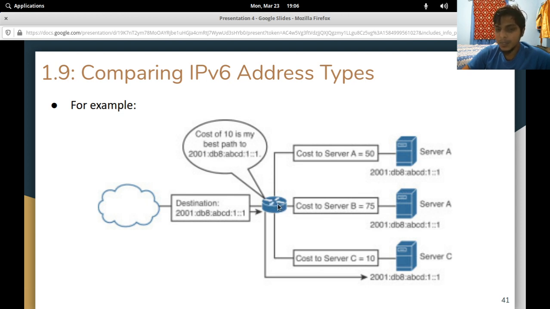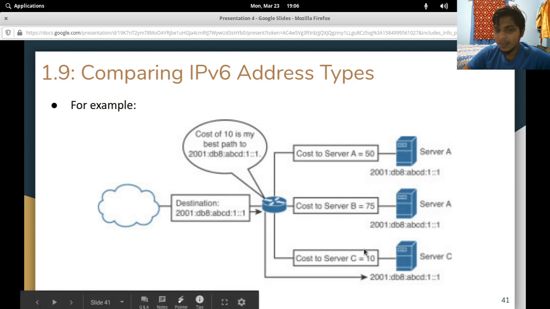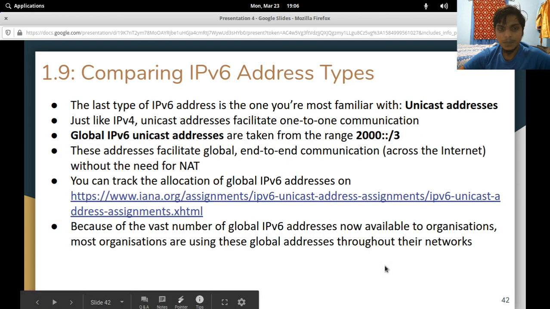Well, the router really will do that because that's the router's job. So the router will forward it to there because it has the lowest cost, which means it is the closest in network terms, even though they all have the same address.